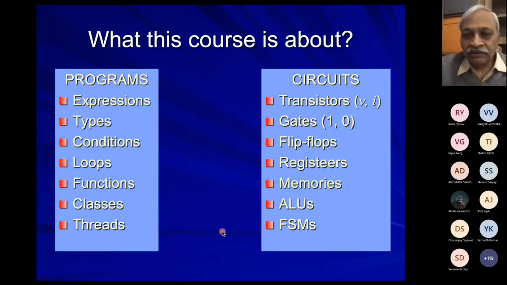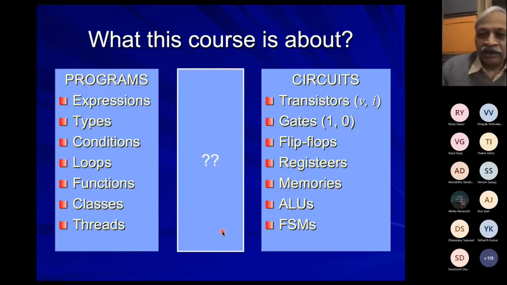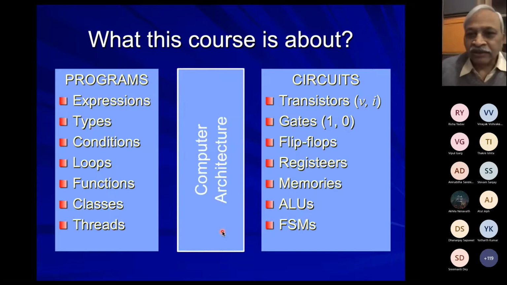So how does a circuit, which is made of all these things, provide you the programming environment? How do you run a program over such a circuit? So what lies in between is the computer architecture. This is the gap we are trying to study, not entirely, but to a large extent.